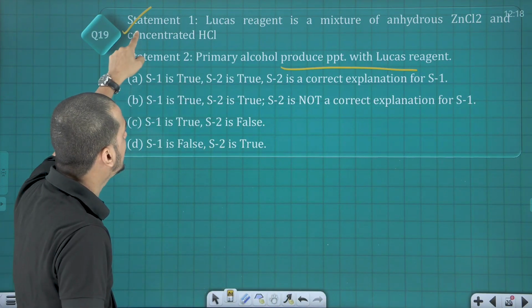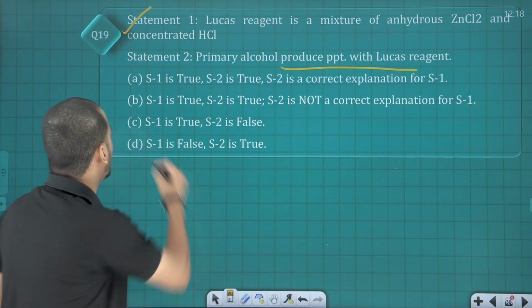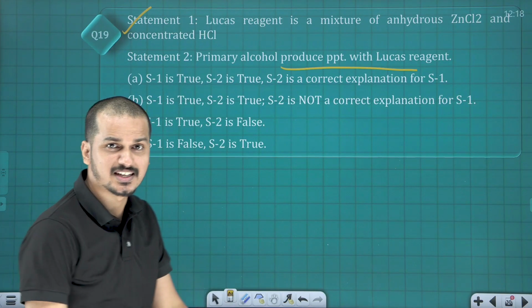So statement 1 is true. Statement 2 is false. Option C is the correct answer.